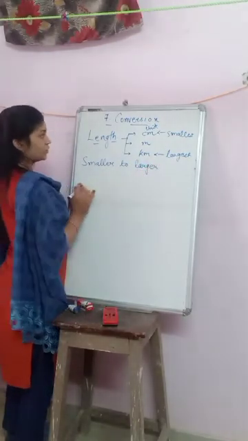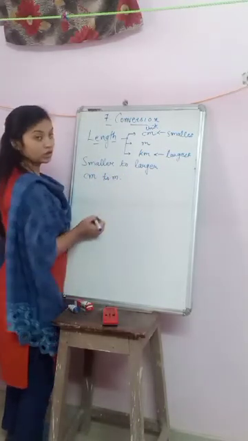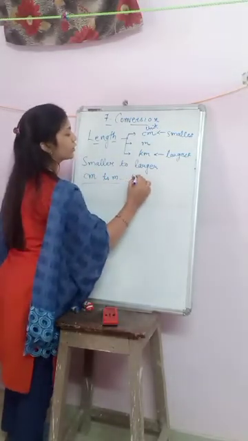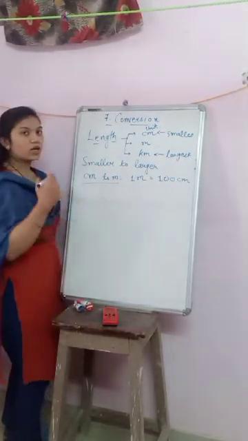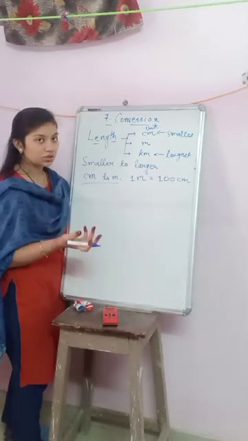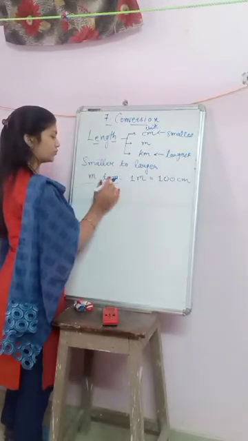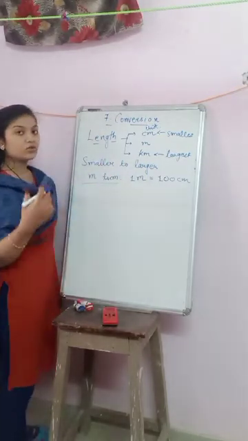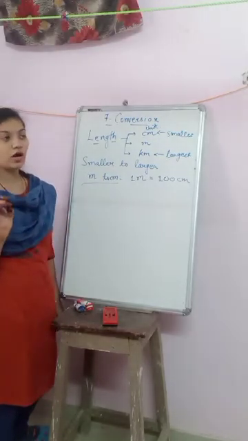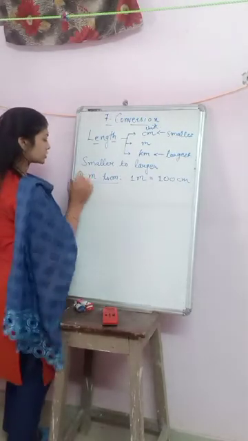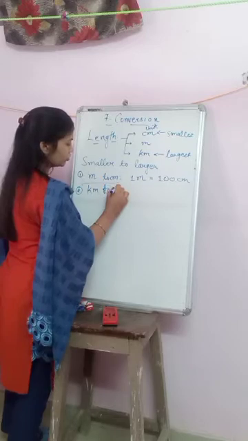In that, first we are learning the conversion of centimeter to meter. To convert this one, we are using 1 meter equals 100 centimeter. Whenever you are converting meter number to centimeter, you have to just add 2 zeros or multiply by 100. First conversion. Second conversion is kilometer to meter.